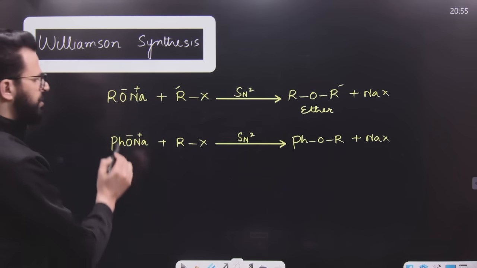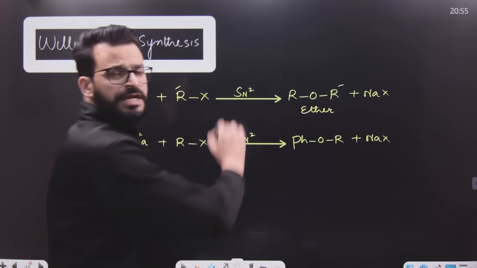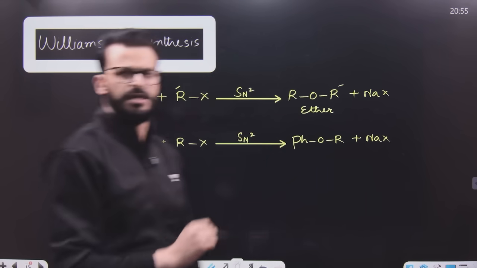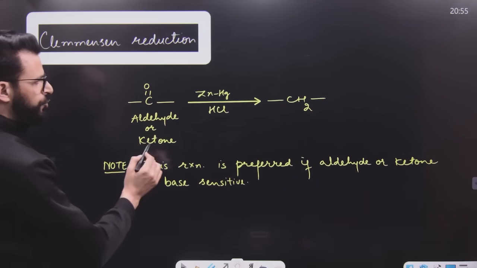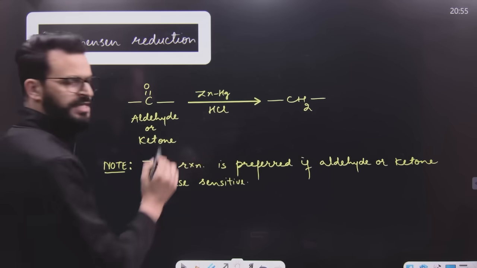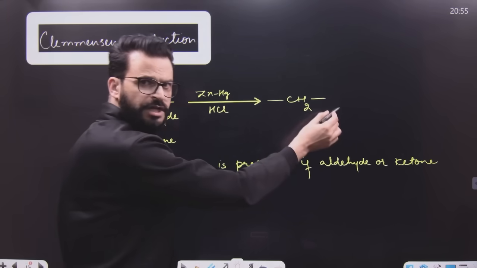Now, whenever alkoxide or phenoxide reacts with alkyl halide, the reaction is an SN2 reaction resulting in the formation of ether. This is known as Williamson synthesis. After that, whenever you have aldehyde or ketone on treatment with zinc amalgam in acidic medium, this C double bond O is changed to CH2. That means aldehyde or ketone is converted to hydrocarbon.